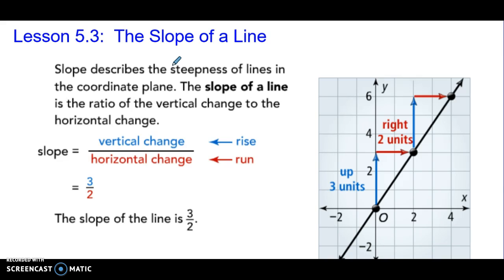And here we want to highlight the fact that the slope describes the steepness of a line in the coordinate plane. The slope of a line is the ratio of the vertical change to the horizontal change. So again, that's just like us doing rise over run, which we've been doing for the last couple of days.